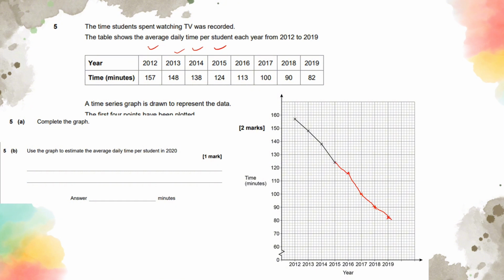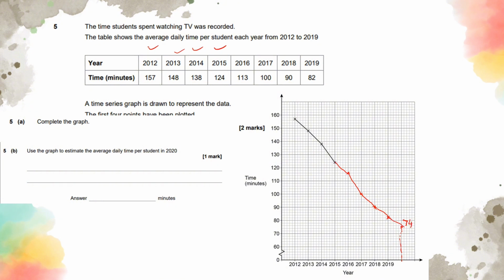Something like this. And then the second part of the question is saying, can you use the graph to estimate the average daily time per student in year 2020? So when we look at year 2020, the information is not given to us in the table. So what we need to do is roughly estimate where it is going to be. So 2020 is going to be here somewhere. So going up, it's going to be somewhere around there. That is going to be 24, that's 74.